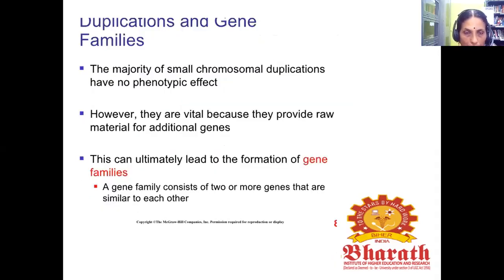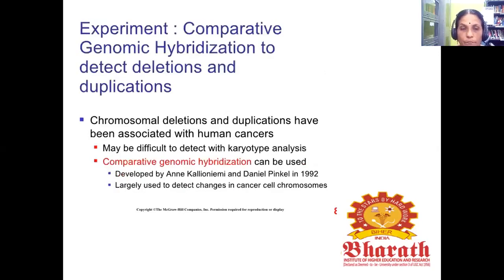Next, we see about duplication and gene families. The majority of small chromosomal duplications have no phenotypic effect. However, they are vital because they provide raw material for additional genes. This can ultimately lead to the formation of gene families. A gene family consists of two or more genes that are similar to each other.